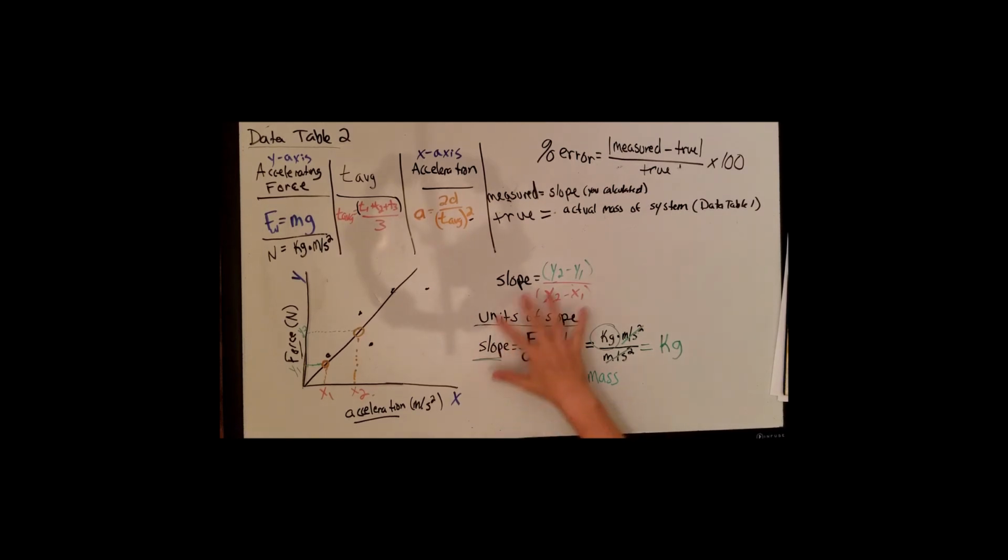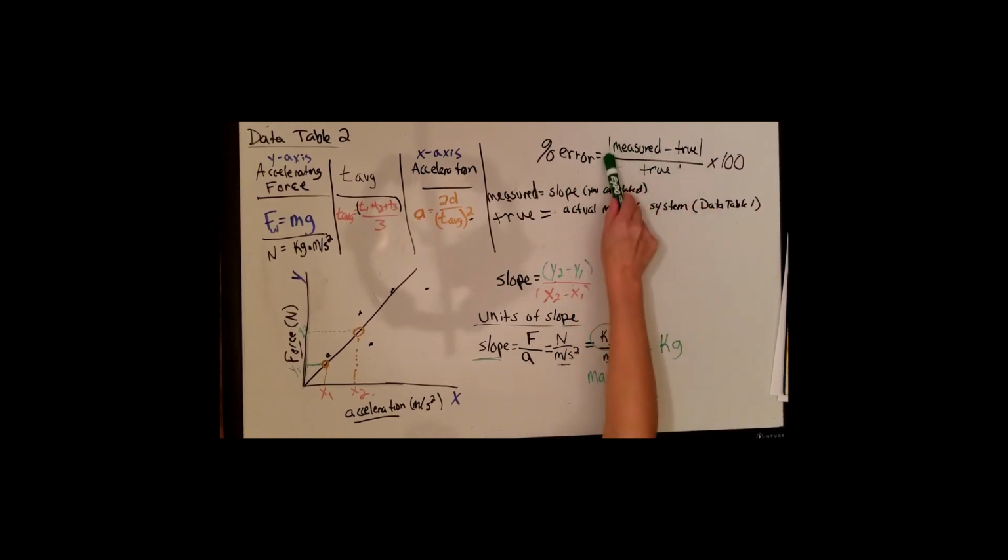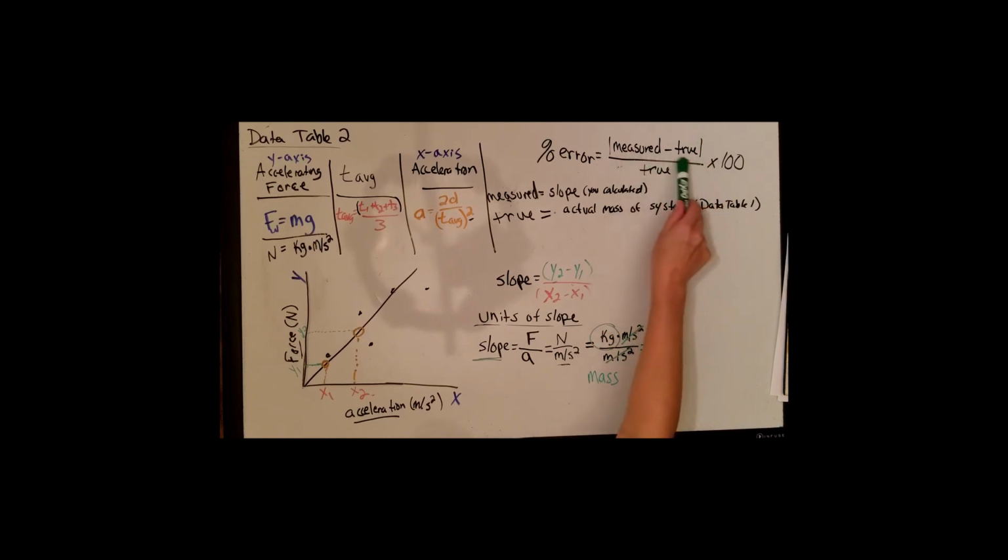So we're going to be using this to do a percent error calculation. What we're doing the percent error of is comparing the total mass of the system, which is given to you in data table 1, to the mass we calculated in the slope. To do that, we're using our percent error calculation, where we take measured minus true. These are absolute value signs, so it's going to be a positive number no matter what. If you get negative, just change it to a positive. And then we divide that by the true value and multiply by 100 to get it into percent value.